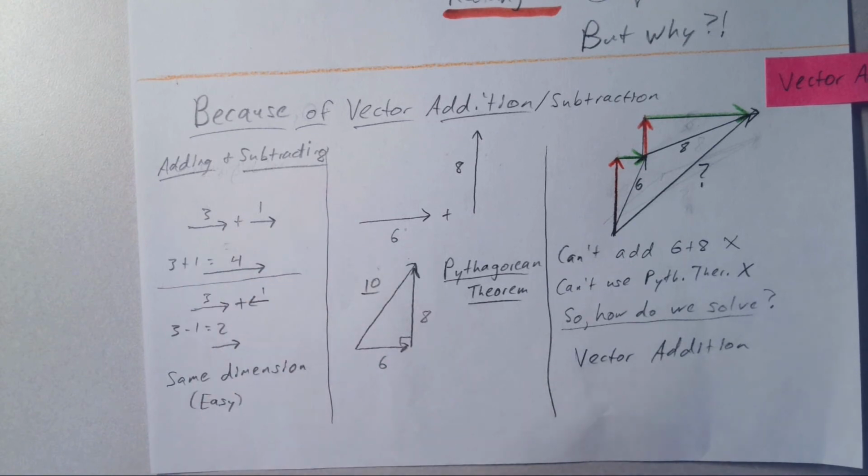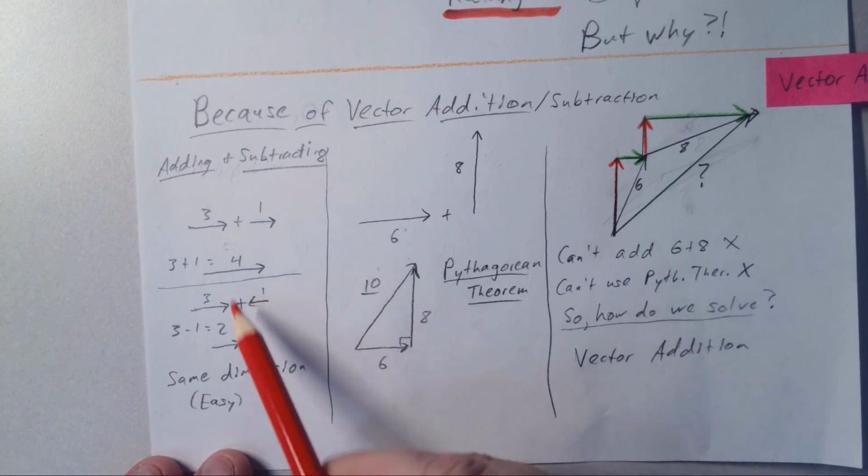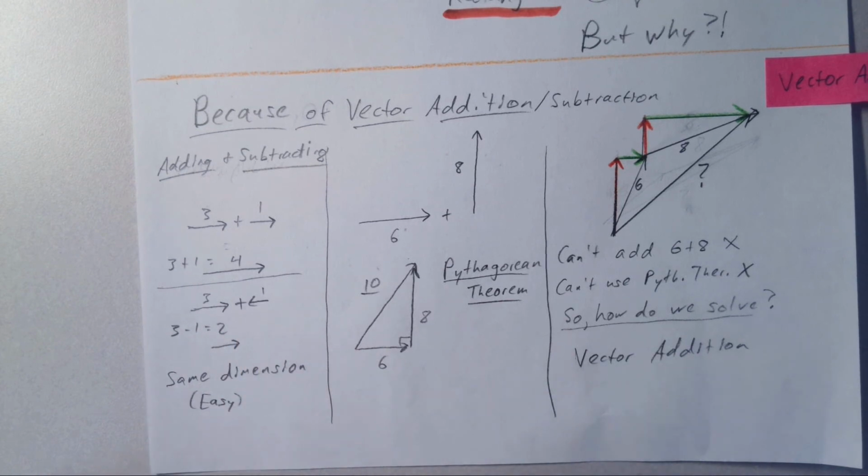Well, how does subtraction work? You have 3 to the right plus 1 in the negative direction. If you remember, the left here is the negative direction, so 3 minus 1 equals 2. And that's how you do it. That's easy for us, right? We're in high school. You should be able to add and subtract.